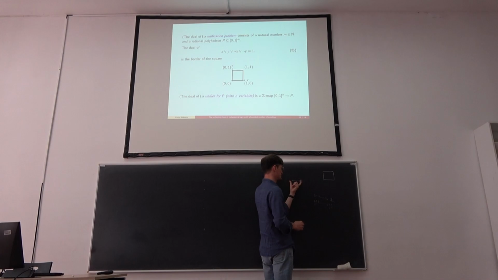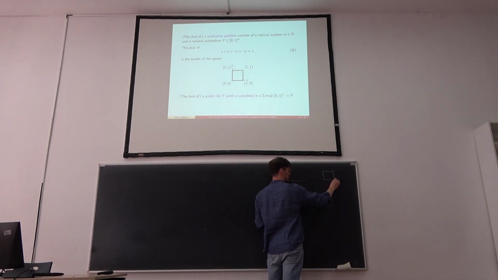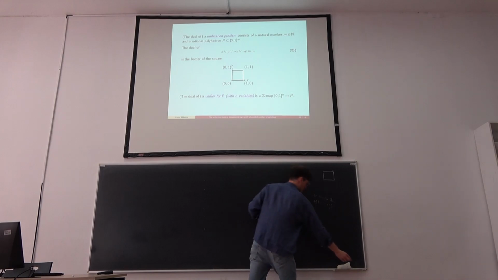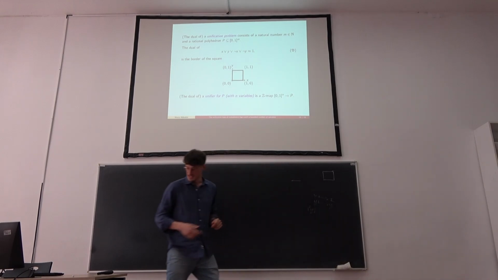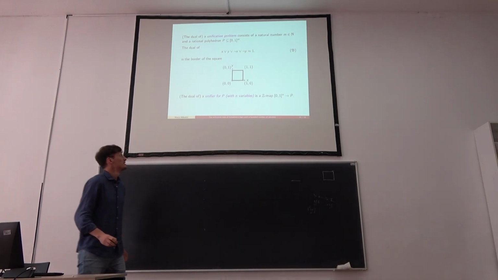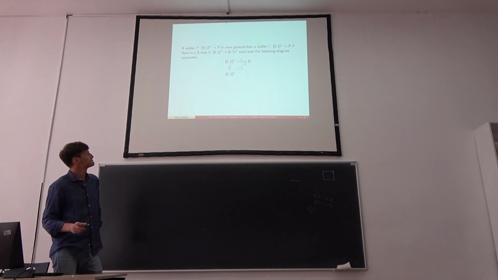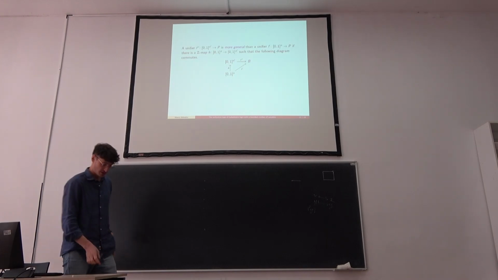Okay, this would map... Okay, this is only in the variable y. This would map the line to this segment here. This is the Z map. Okay, and a unifier.